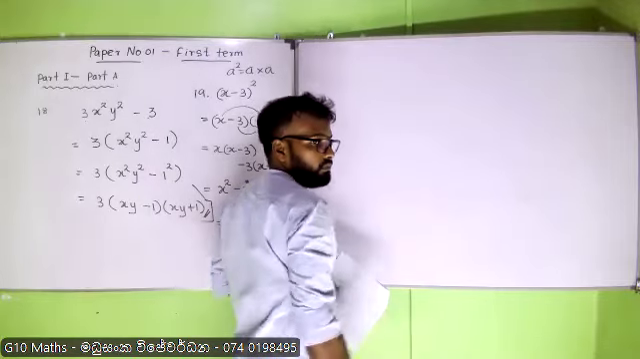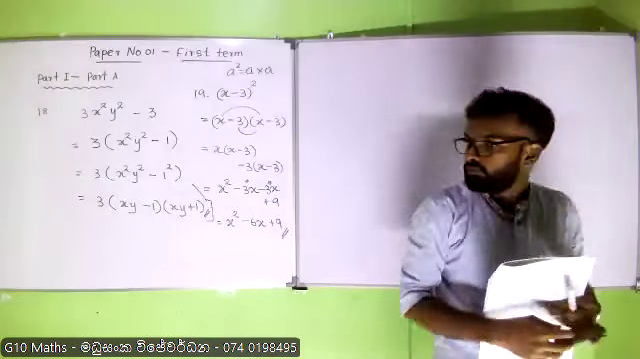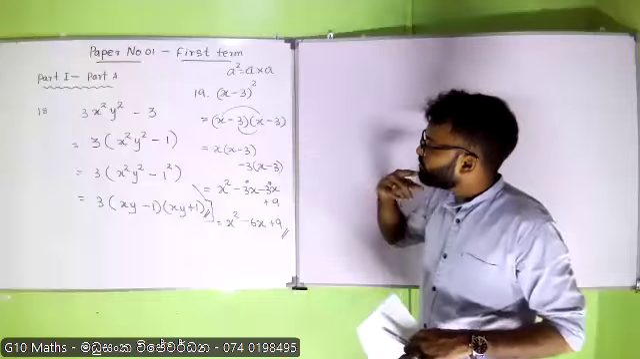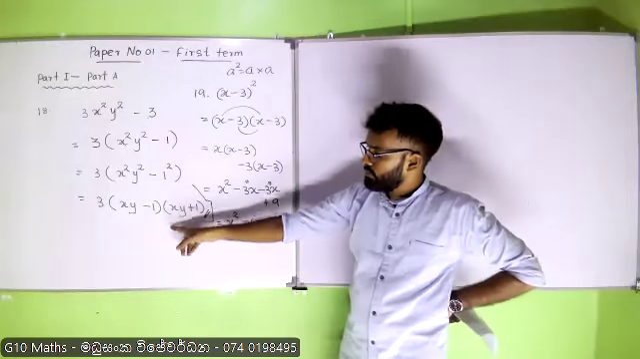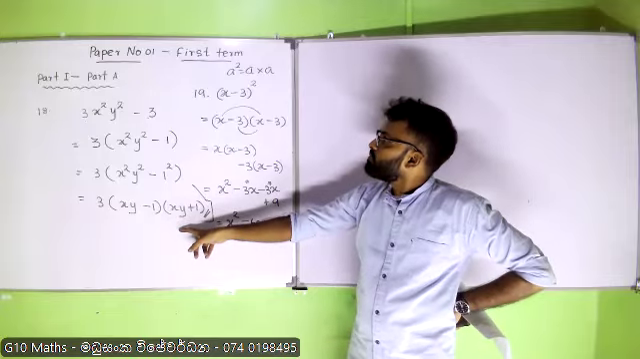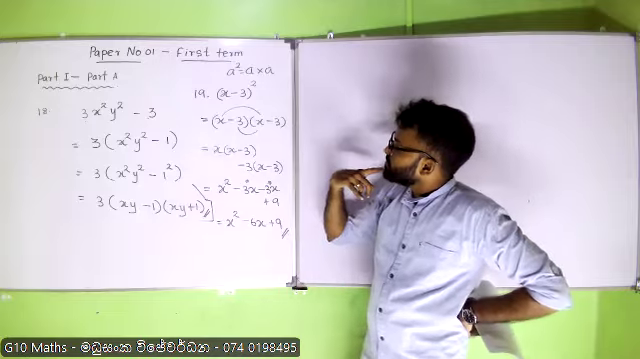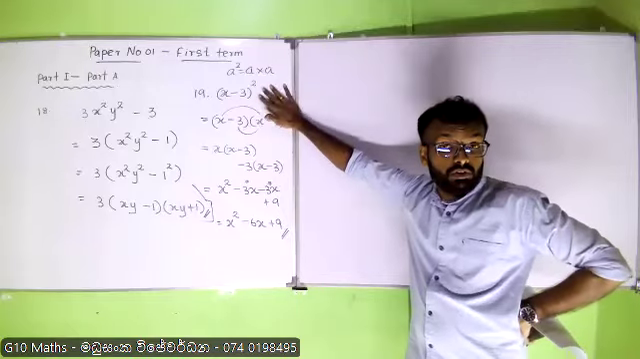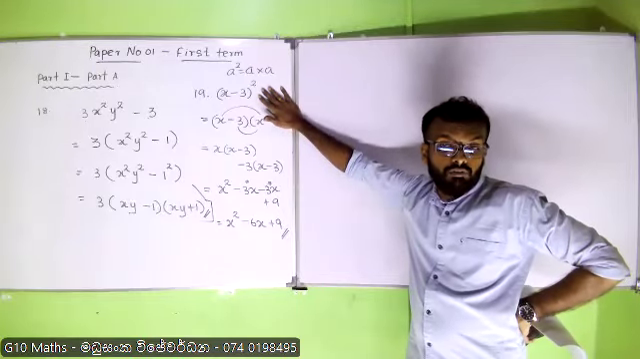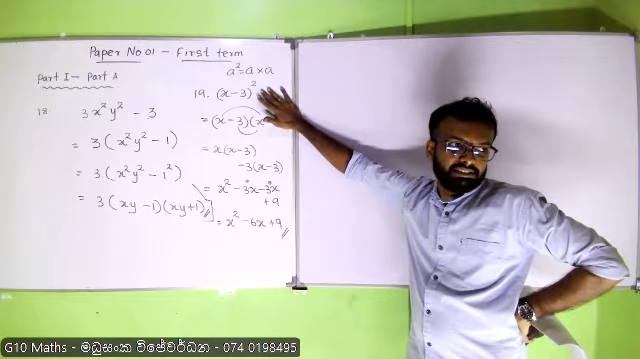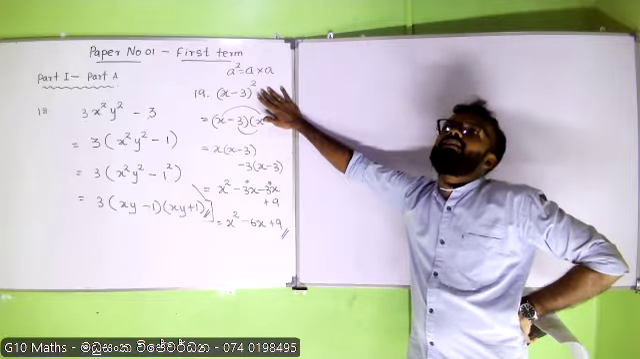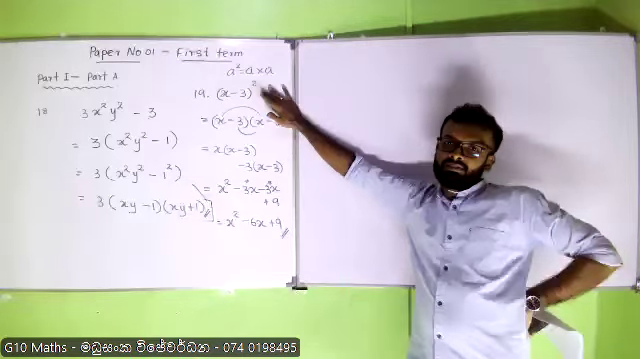Excuse me, sir. Yes. In the previous one, it's the difference of two squares, x minus 3 and x plus 3. Make the difference of two squares. Where? Why not? It's in the brackets, like x squared minus 3.